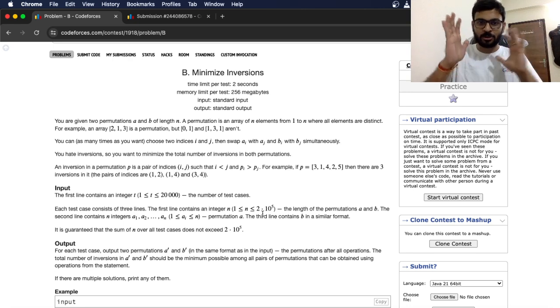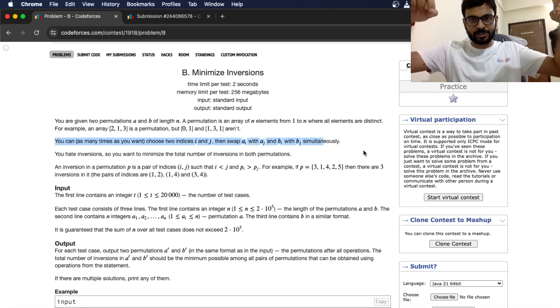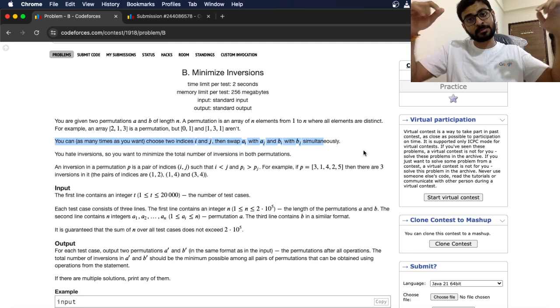Anyway, coming back to the question. The question says that we need to minimize the total number of inversions in two permutations. So there are two permutations given to us. One is permutation A, A1 to AN, and another permutation B. Both have the same number of elements, two given permutations of length n. And this is what we can do. We can choose two indices i and j, and we have to swap the values at those indices in both A and B.